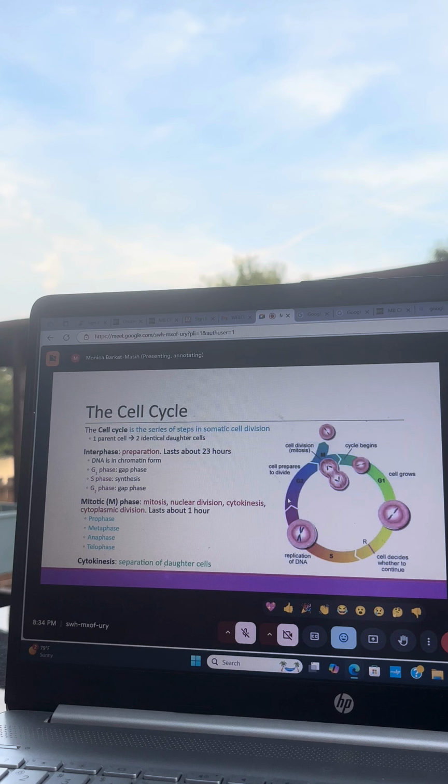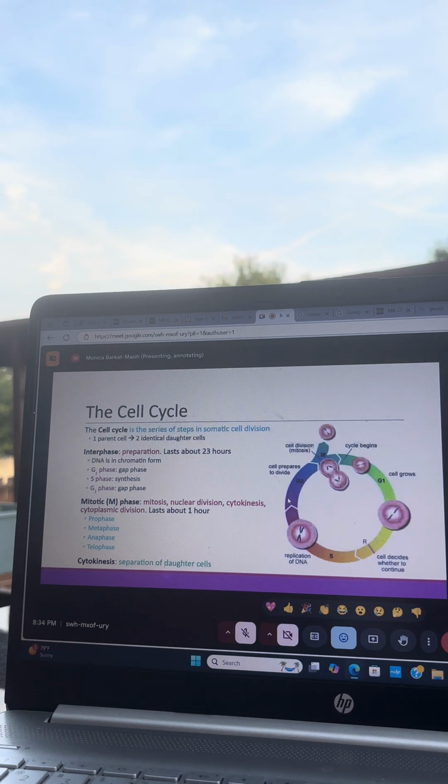S phase is very important because the replication of DNA happens in the S phase. G1 is the growth phase. The cell is just growing and getting ready to divide. But S phase is when the DNA replicates itself.